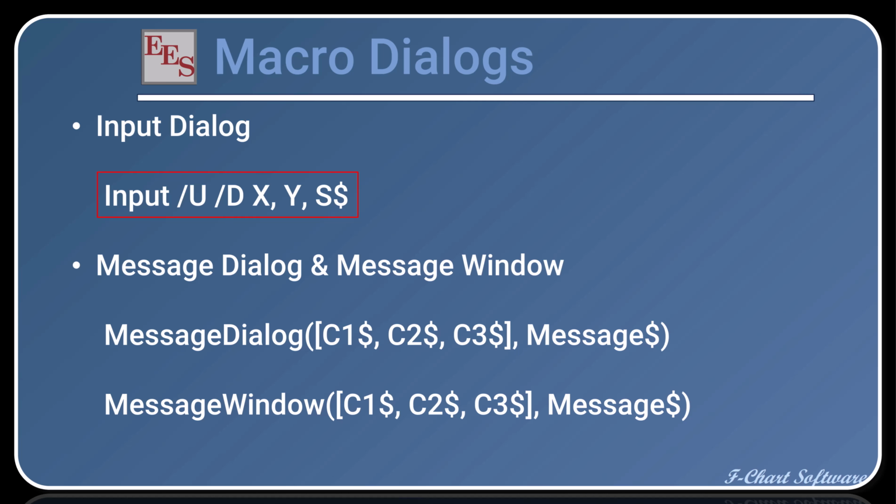So the format of the input command is shown here, and you can see that the list of variables comes at the end, and again you can see both numerical and string variables can be included in this list. There are 2 optional flags: the /u flag makes sure that the units of the variables are displayed in the input dialog, and the /d flag puts up default values of the variables, and these default values will be whatever the previous values of the variables were.